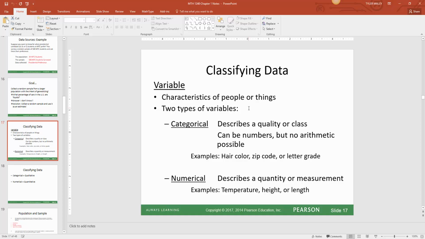The first type of variable is the categorical variable. This describes a quality or a class. It can be numbers, but no arithmetic is possible, so we don't want to add things together. For example, zip code is categorical data. Anytime your data puts things in categories, then it's categorical. You can see examples here: hair color, zip code, or letter grade. A zip code is just a code to tell you where you're from, what city or what area.